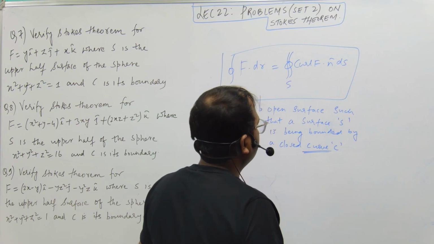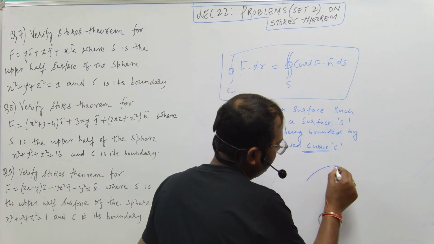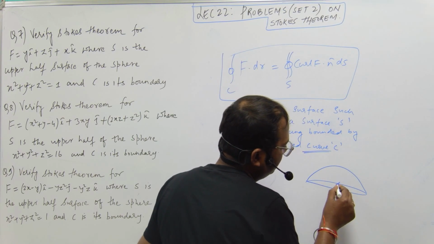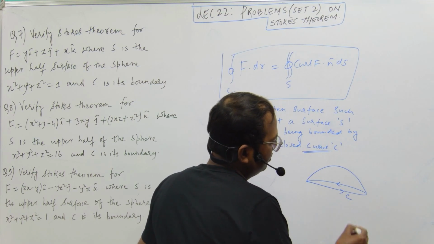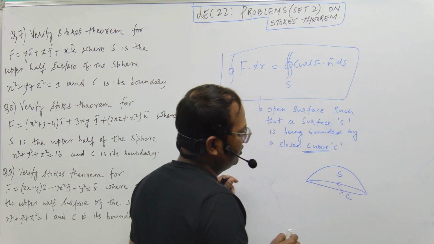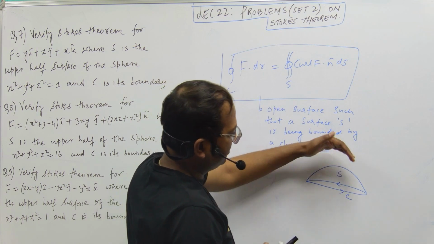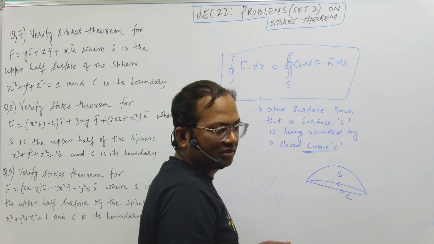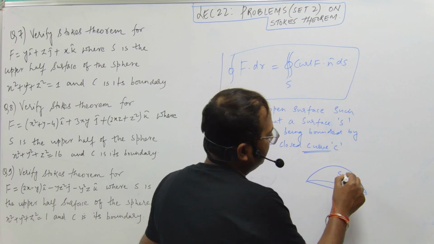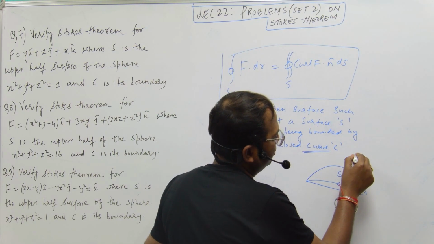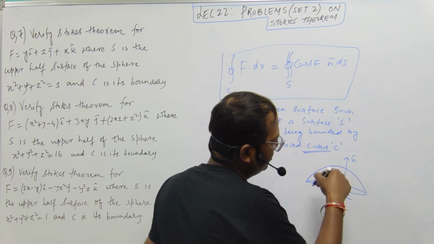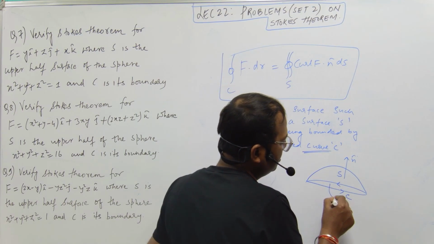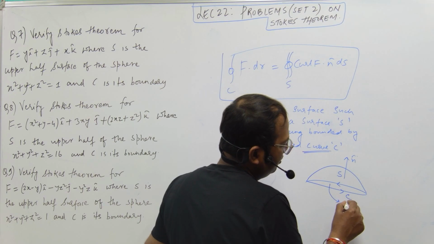Now let us take an open surface. It is open from the bottom, and this is our curve C and this is our surface S. This periphery is curve C, and the unit vector along the outward normal is in this direction. The orientation of curve C is as per the right hand thumb rule, so it is in the anti-clockwise direction.